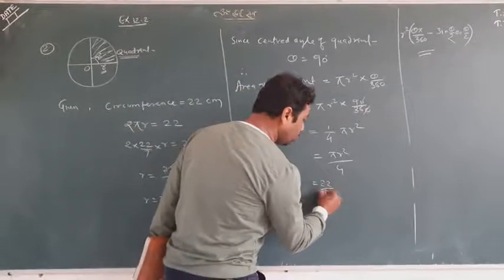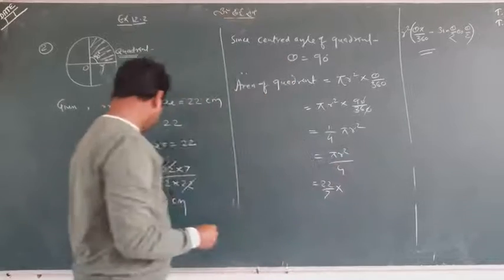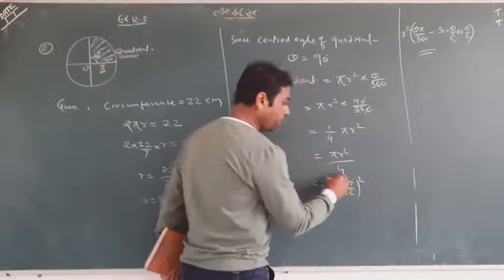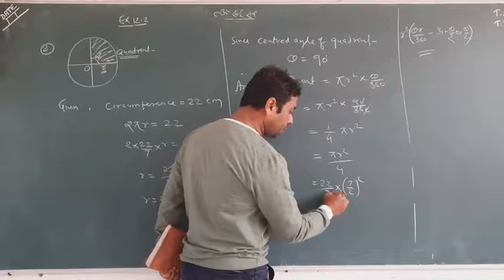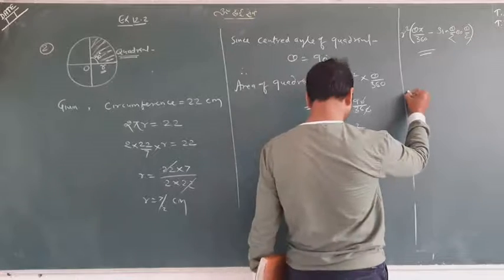You notice 22 by 7, the value of pi, is not given anywhere. So r square equals 7 by 2 whole square, and upon 4, where I will write upon 4, upon 4. Now I will simply solve this.